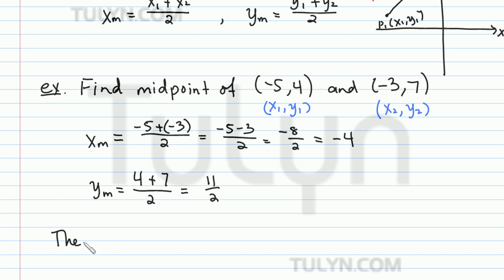So the midpoint in this case is the ordered pair xm, ym. So xm is -4 and ym is 11 over 2. So that's the midpoint of these 2 particular coordinates.